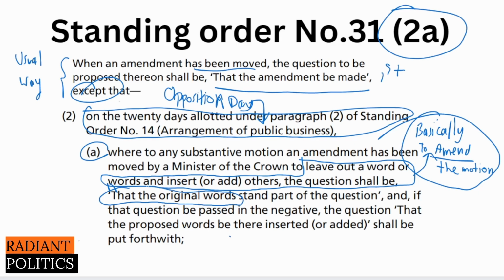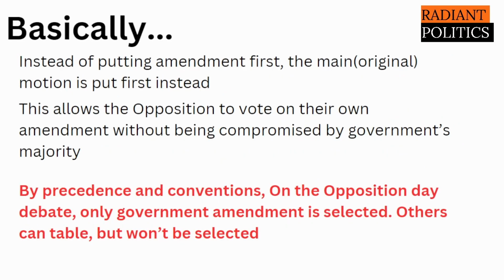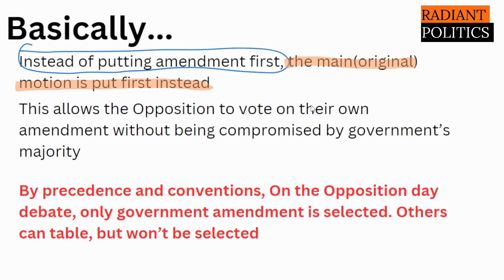As you can see, the original word "stand part of the question" basically means that the question should still be on the original motion. And if the House rejects the original motion, the question that the amendment be made will be put afterward. So, instead of putting the amendment first, the main original motion tabled by the opposition is put first. This allows the opposition to vote on their own motion without being prevented by the government's majority. Even if the vote fails, which is usually the case, at least they get to vote on their own motion.